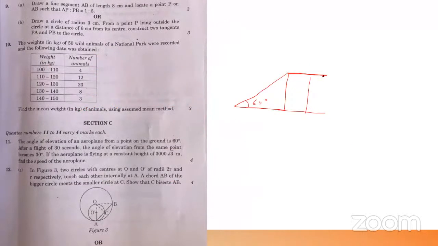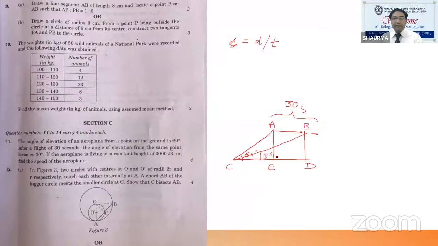Yeah. Okay. So moving ahead, we are here. So we need to calculate the speed here. So we need to find this distance AB. We have already been given the time as 30 seconds.